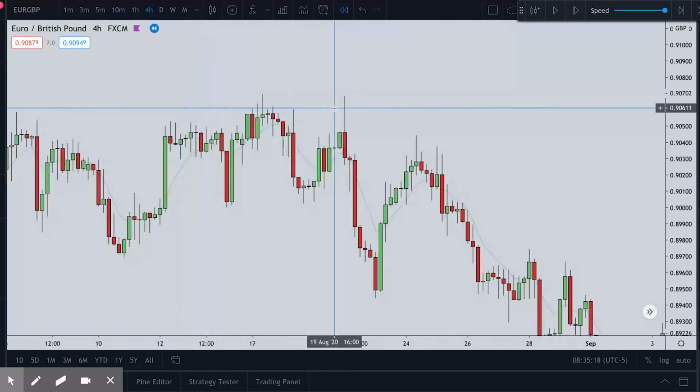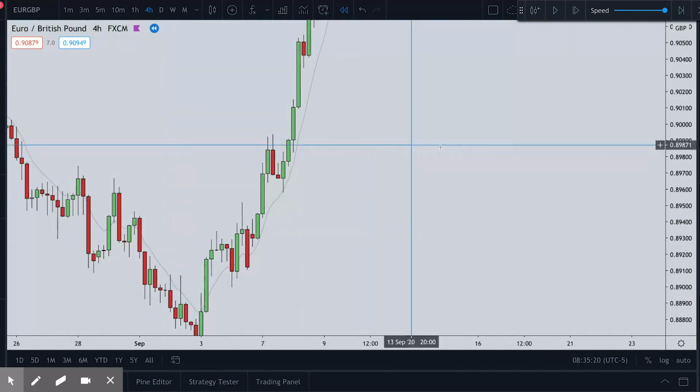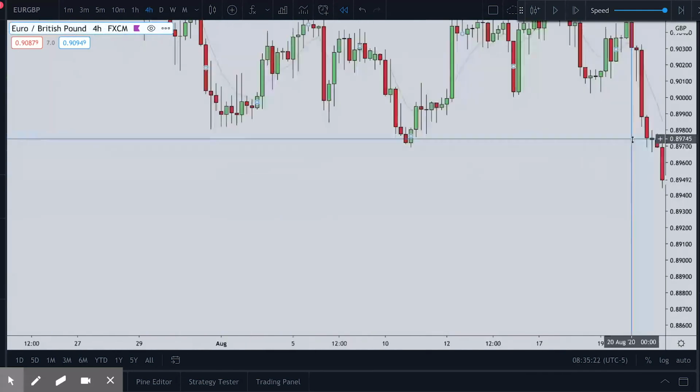So let's find another example like that. We need to find a flat bottom in the market.